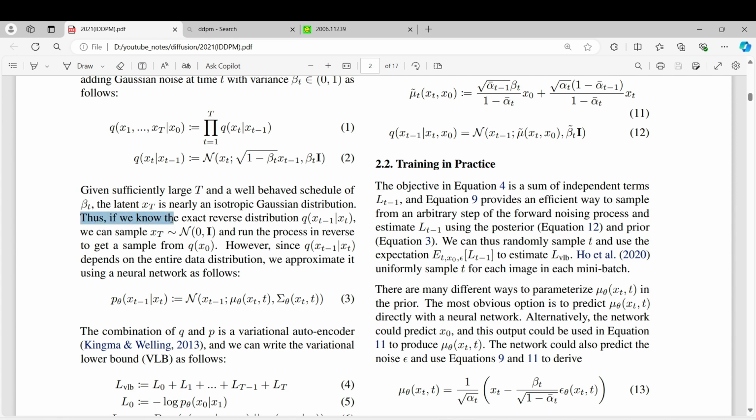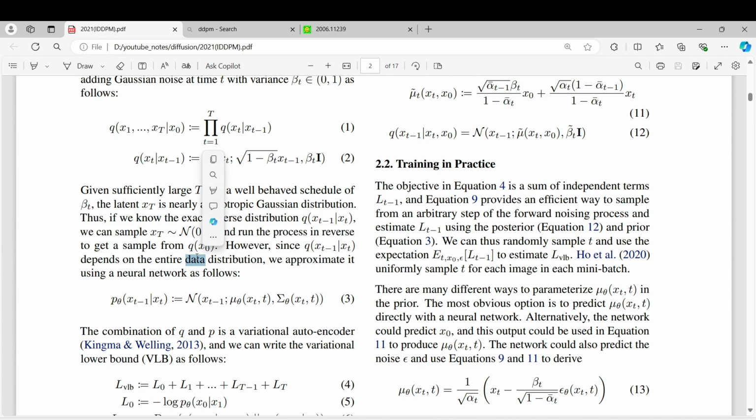And thus, this is the forward process, and if we know the exact reverse distributions, we can sample x_T and run the process in reverse to get a sample q0. Since this depends not only on our sample but on the entire data distribution, we can't approximate it directly. We need the entire data distribution, so our training samples are not going to help us here.